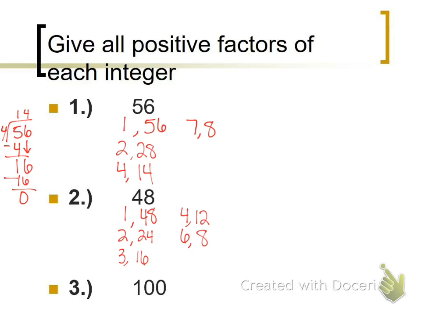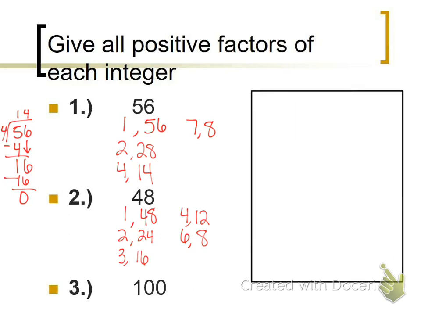Okay, for 100, I'm going to do that off to the side since I'm running out of space at the bottom there. So for 100, we start with 1 and 100, then 2 and 50. Should 3 go on our list? No. 4. 4 and what? 25. Good. 5.